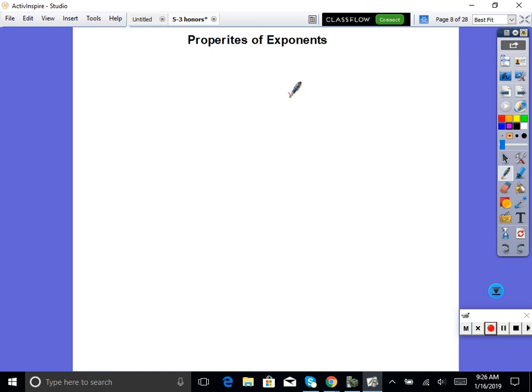Okay, so properties of exponents, you don't need to write down. But here's the thing. We know exponentials and logarithms are inverses of each other. So if you know properties of exponentials, you know properties of logarithms. So I'm just going to give you some examples. These are things we already know. Base 2 to the x times base 2 to the y. Well, this is a properties of exponents problem.